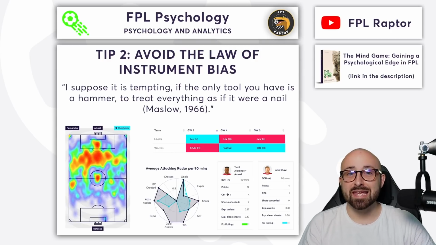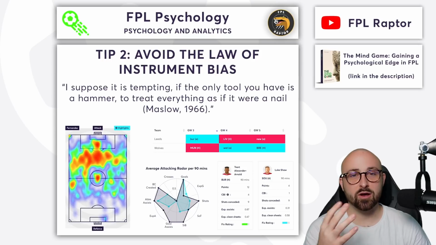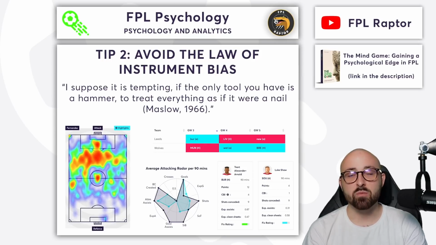The point he's making is that if you only use one tool throughout your life to interpret things and to make your decisions, you'll treat every situation as the same situation, and you won't consider all of the different elements of that situation. And it applies to FPL. If you only ever use underlying statistics, you'll always treat the situation fairly similarly. If you only ever decide which striker to bring in based on expected goals, you're not going to consider all the other things.